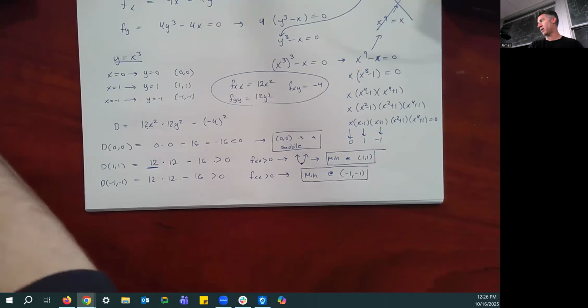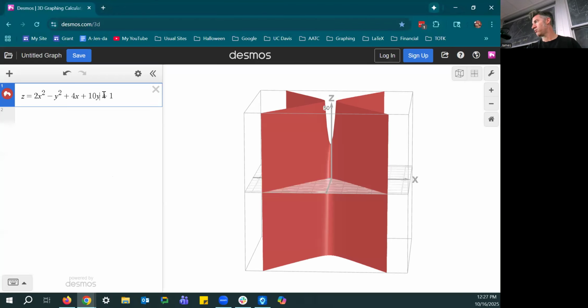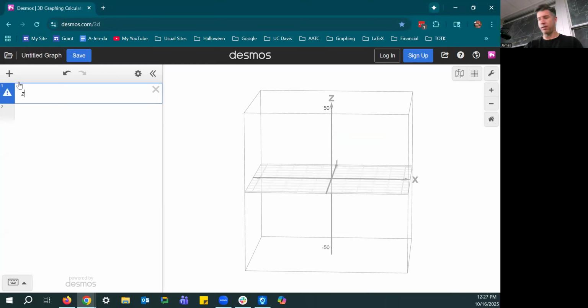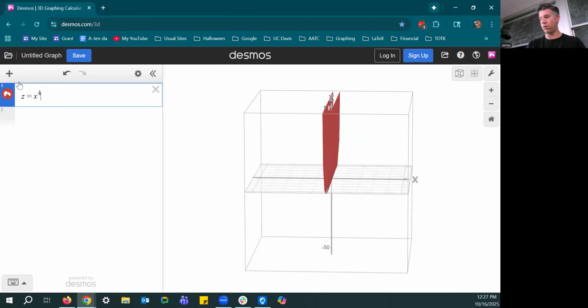I do think this one's kind of neat to look at, and I think it's good to look at these things in general. So let's see what this looks like. It was x to the fourth plus y to the fourth minus 4xy. That looks crazy. Not really.